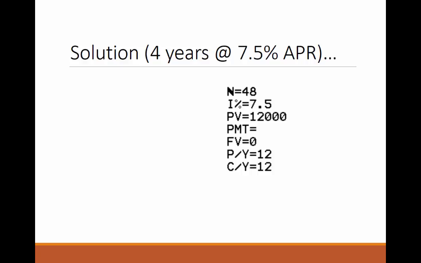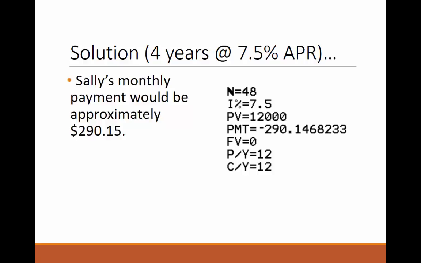The interest rate is 7.5%. The present value, or the loan principal, is the same, $12,000. Again, we're looking to calculate her monthly payment. Future value still going to be 0. We're still making monthly payments, so PY and CY are 12. Slide the cursor back up to PMT in order to solve. And we see that Sally's monthly payment would be approximately $290.15.